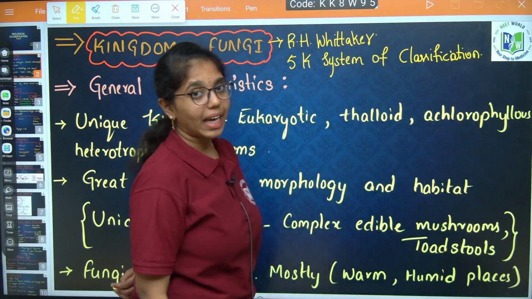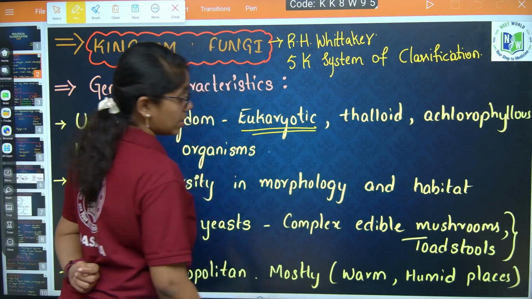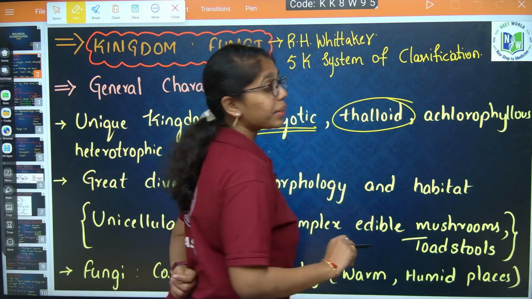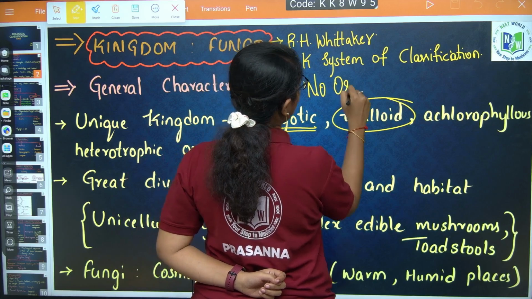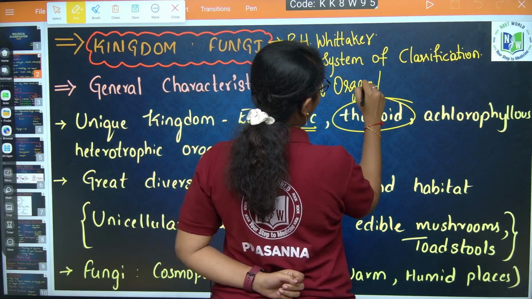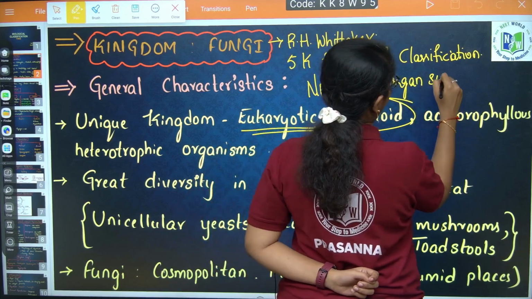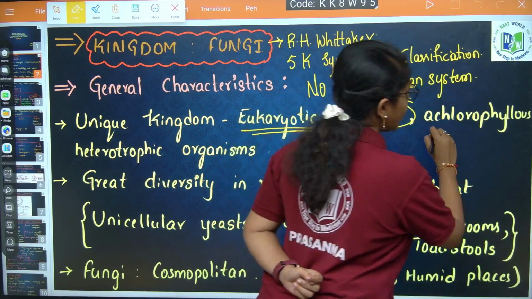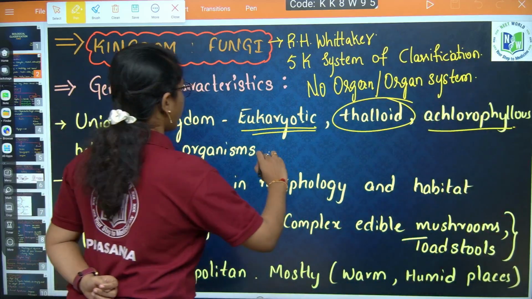What are the general characteristics of fungi? Fungi are eukaryotic, multicellular, thalloid. What does the term thalloid mean? Thalloid means there is no organ or organ system level of organization. They are all achlorophyllous and purely heterotrophic organisms.